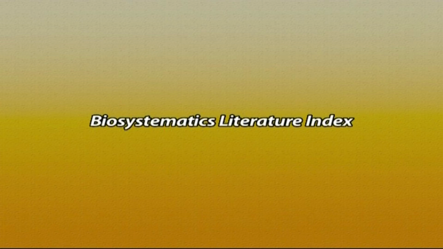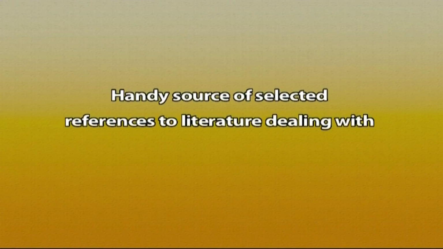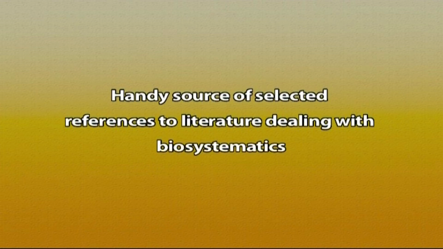This is followed by one more bibliographic aid, what we call as Biosystematic Literature Index. It was published from the year 1945 to 1964 by two authors by the name of Solbrig and Gadella. It is a handy source of selected references to literature that deals with biosystematics.